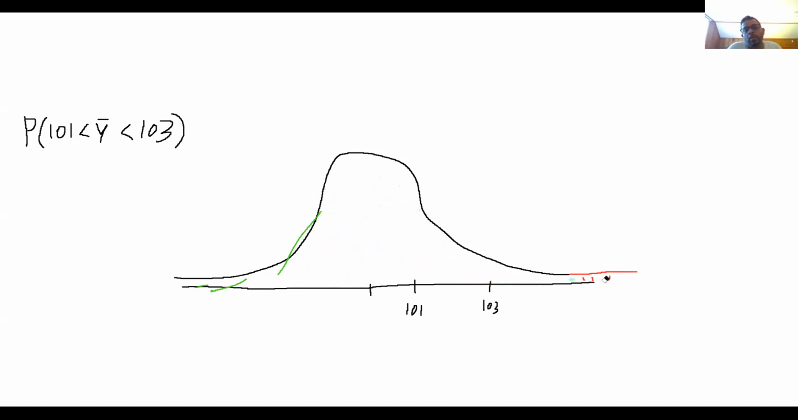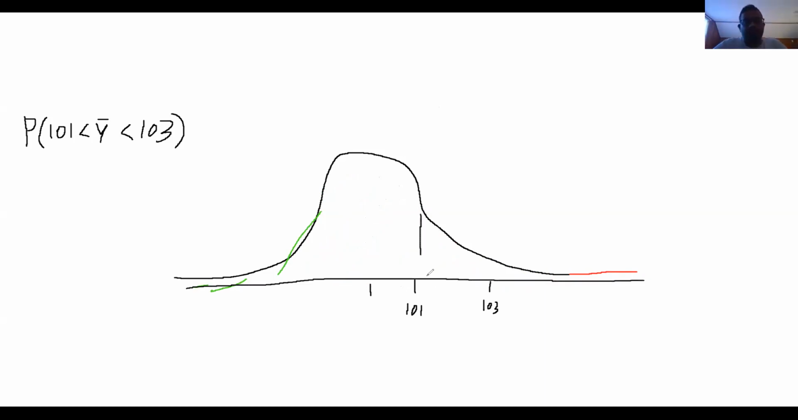Now that I know that, I'm just going to focus here. This area I need to calculate. How do I find this area? So it's going to be all the area to the left of 103 minus the area to the left of 101. You see that? Say that one more time. Let me say it doing a drawing.